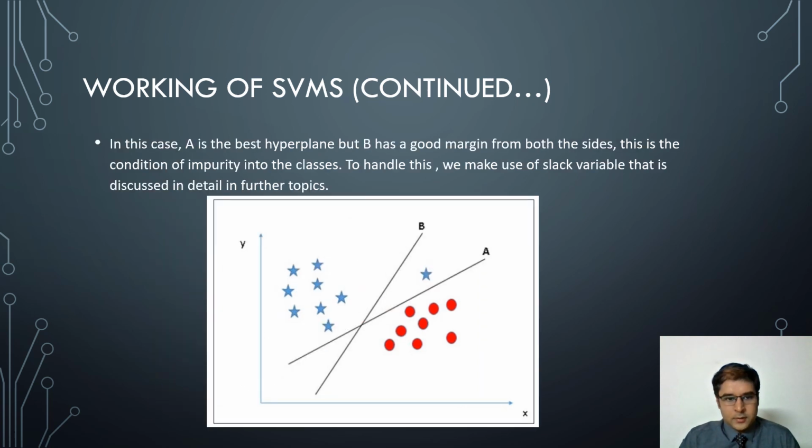In this diagram here, A is the best hyperplane, but B has a good margin from both sides. This is the condition of impurity in the class. Impurity is caused, for example, by this star variable here, which causes the best classifier A to be not that good. Because the margin of B is equal on both sides, I mean the greatest of A and B. So this is the case of impurity, and to deal with that we use slack variables that will be discussed in further topics.